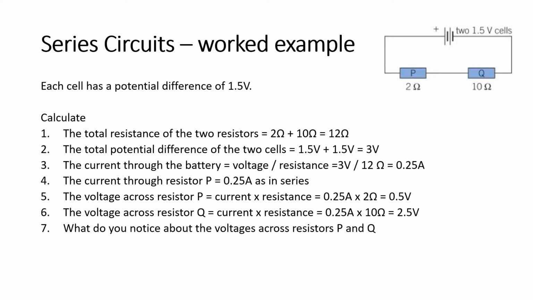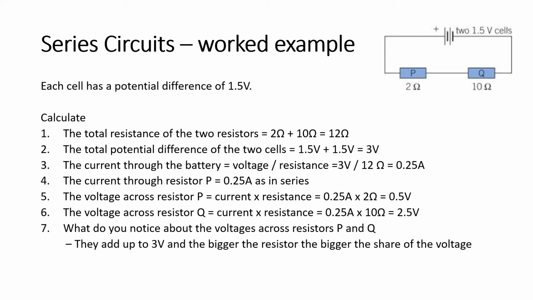What do you notice? Two things about these voltages across resistors P and Q. First of all, if you add them up, they come to the total voltage of the supply. So 0.5 plus 2.5 volts gives us 3 volts. The other thing you notice is that the voltages are actually shared in the same ratio as the resistors. So the bigger the resistor, the bigger the share of the voltage.